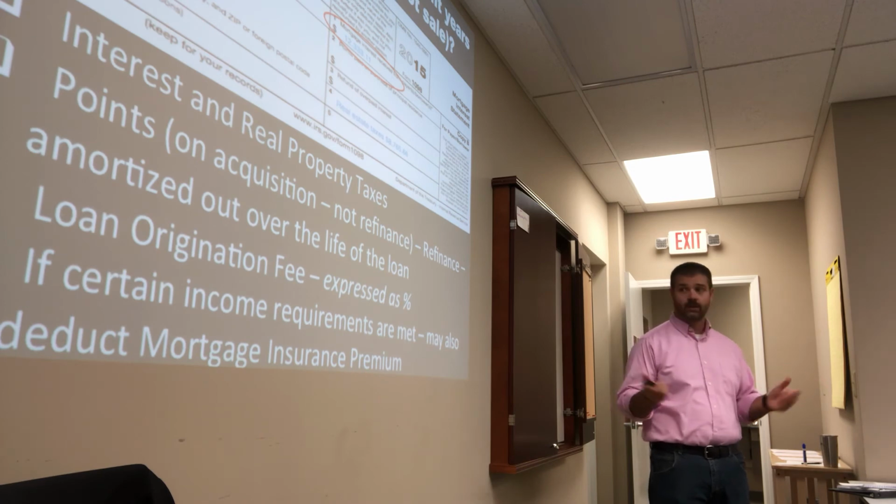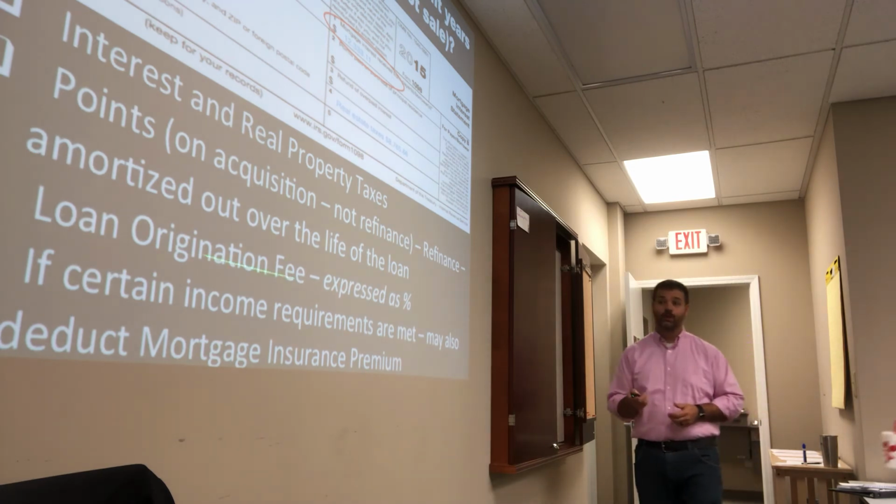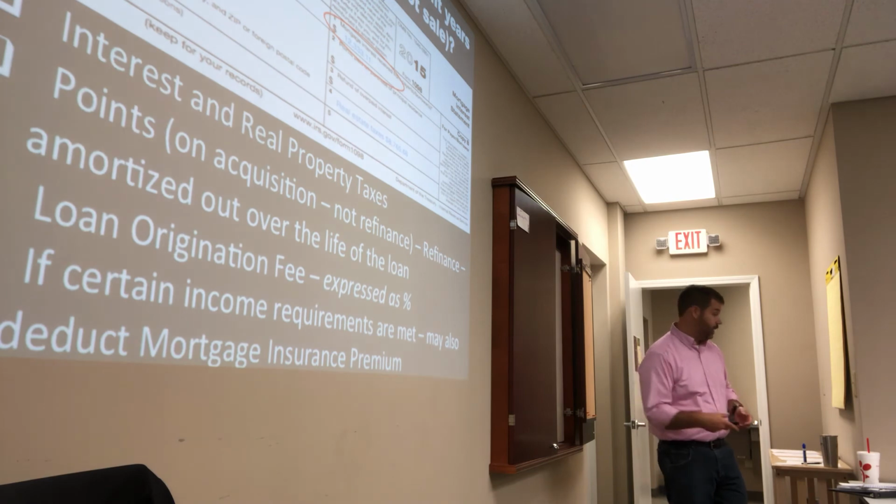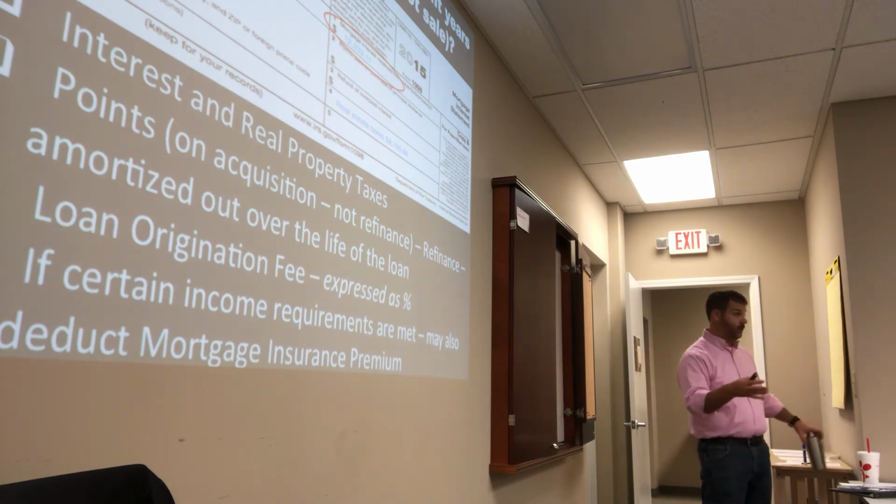It doesn't count on refis. Loan origination fees, those are going to show up as a tax deduction. Again, you're only going to pay that one time, when you're buying the property. If certain income requirements are met, you may also be able to deduct that mortgage insurance premium. What is that? Mortgage insurance premium. Yeah, it's your PMI. It's actually MIP, you're right, but it's essentially the one-time payment at the closing.